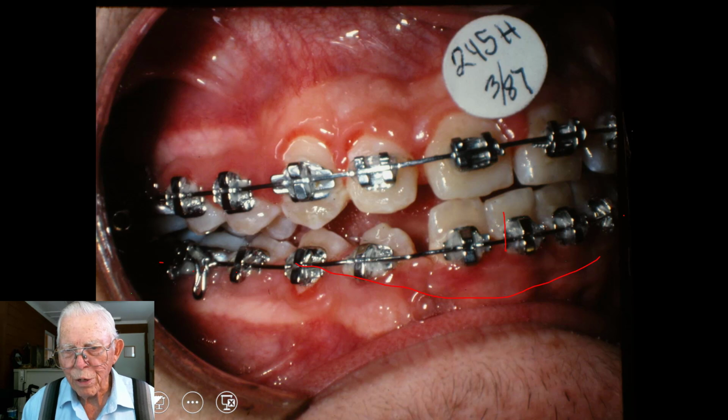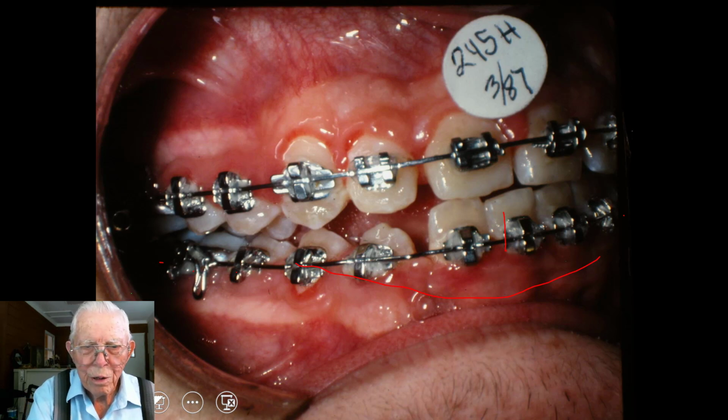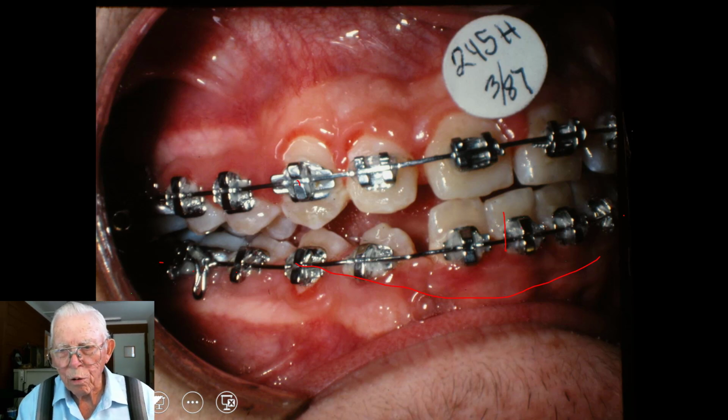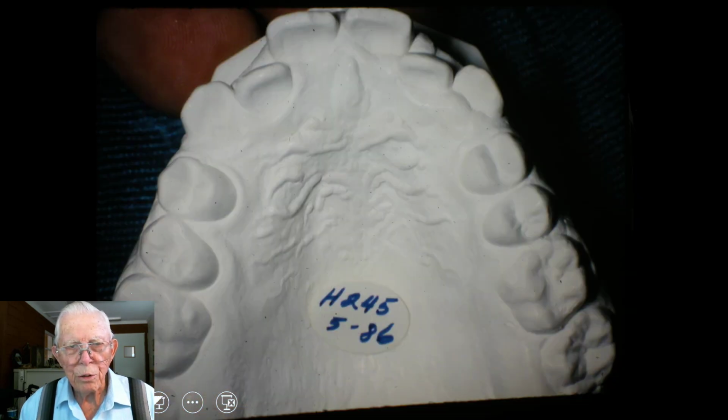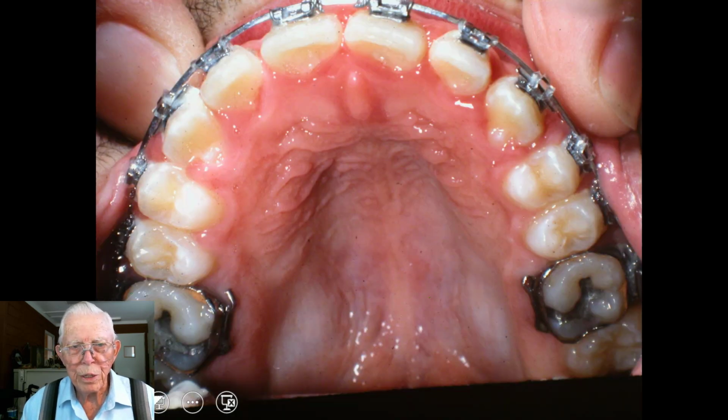I'm using some double brackets up here. That's not necessary. You could go in with these wing brackets and do all of that. Now here it's leveling out pretty good, and you can see where we were to start with on the arch, and there's where we ended up.